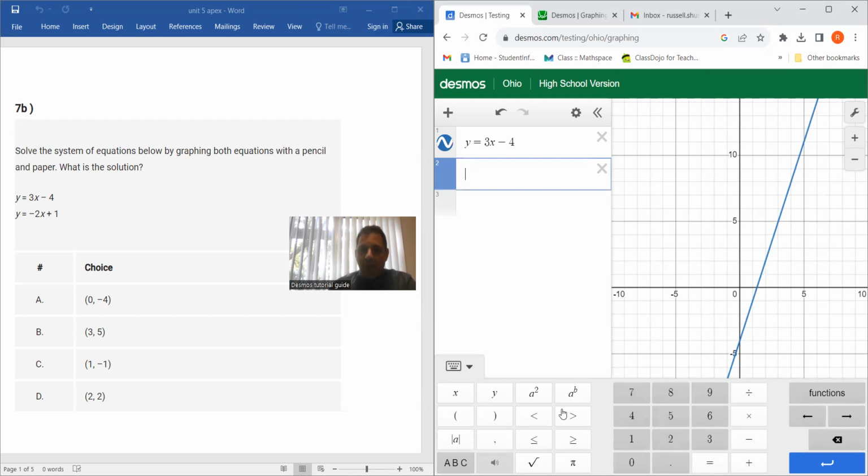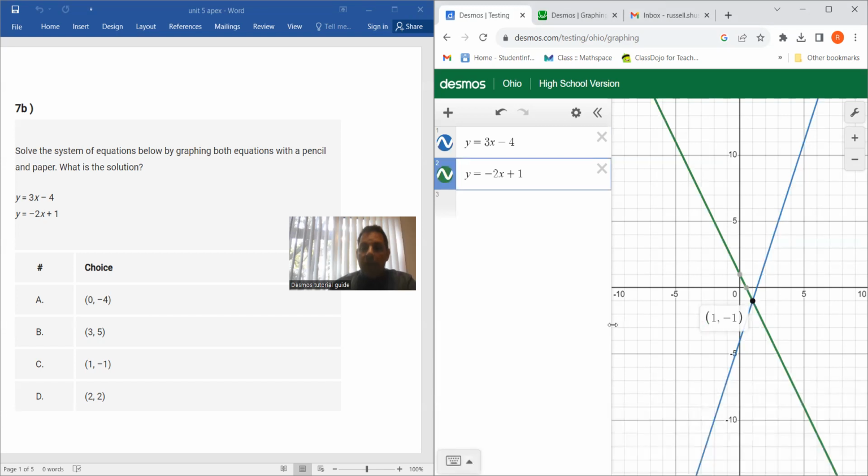And when you put the second equation in, y equals negative 2x plus 1, again, anything on this green line makes the green one true. Infinite solutions, but the system can be solved, or the solution to the system is where the two lines intersect. 1 for x and negative 1 for y is the only location that makes both equations true at the same time. And that is a quick, easy way for you to find your solution.